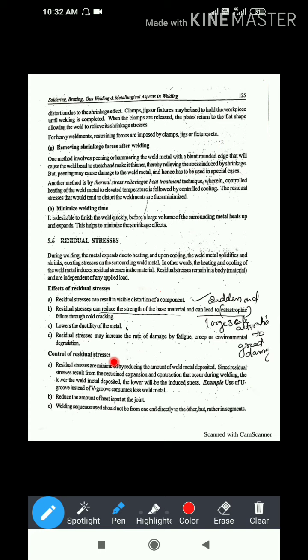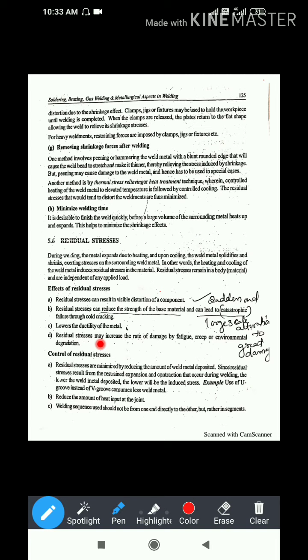Now the second point: residual stresses can reduce the strength of the base material. It is correct. If there are more residual stresses, obviously the properties and the microstructure of the base material will also change and can lead to catastrophic failure through cold cracking. Catastrophic failure means a sudden and larger alteration can be made in the microstructure of the workpiece through the cold crack. That is the major effect residual stresses can have on the workpiece.